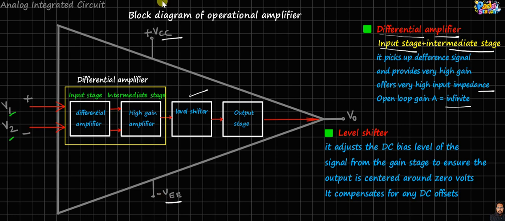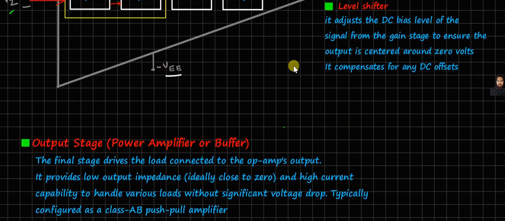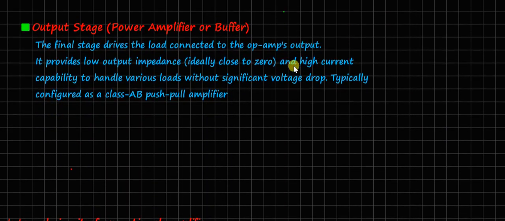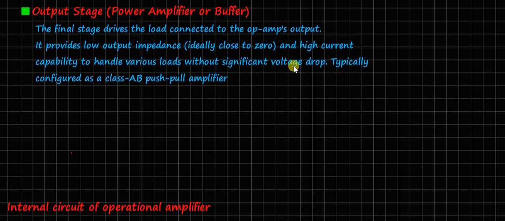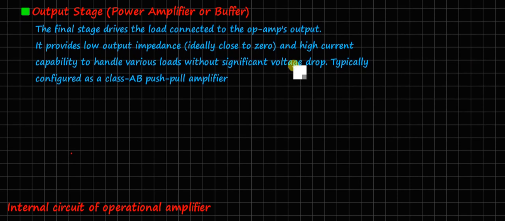So the next block is the output stage. The output stage of the amplifier boosts the voltage level, so that we can drive the next circuit. The final stage drives the load connected to the op-amp's output, and it provides low output impedance.